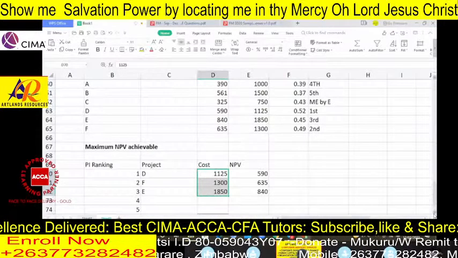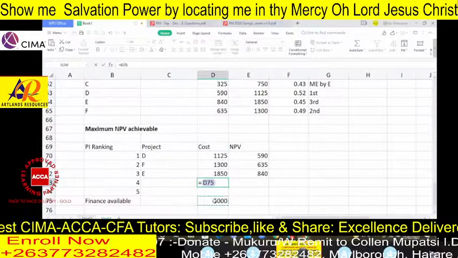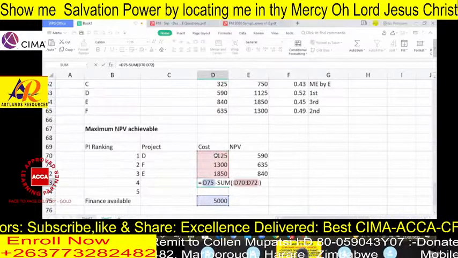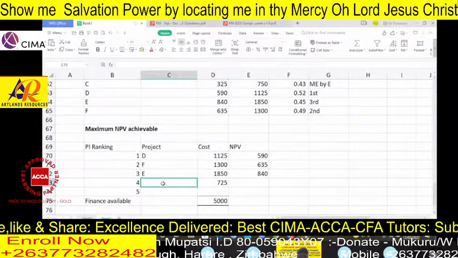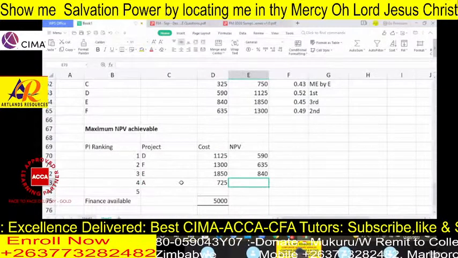So what is required now is the balance. So you say equals this one minus sum of this. Make sure you are also spot on with your Excel skills, guys. So on A, we needed only 1,000, but now the amount which is available is 725.